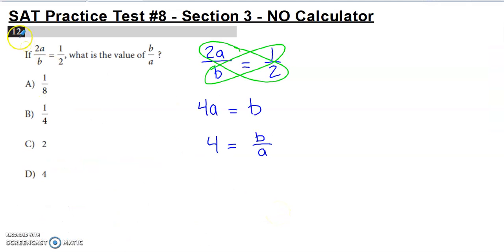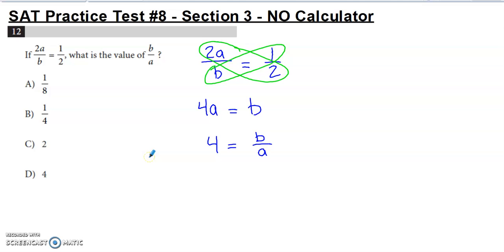Number 12 gives us this equation, 2a divided by b is equal to 1/2. What's the value of b divided by a? This is a pretty common tactic for the College Board to use on the SAT. They don't want you to be able to do something by guess and check, so they don't ask you to solve for a variable. They ask you to solve for some new expression, in this case b divided by a.